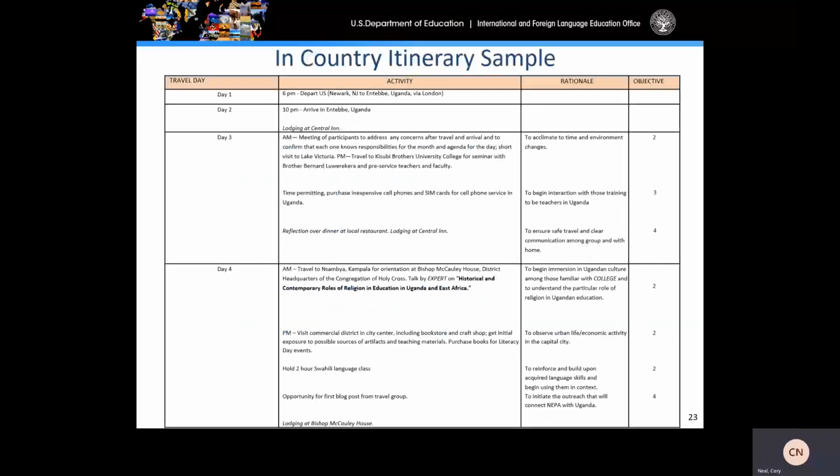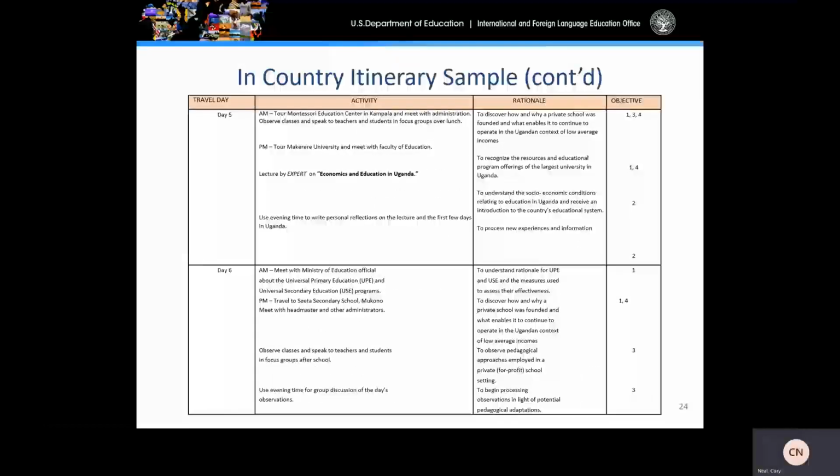But first, let me give you another example. This is a sample of an in-country itinerary, and this should be included in your appendices as well. You can see the breakdown of each day and the rationale for each activity. And for this project, they had labeled specific objectives for that. That's optional.